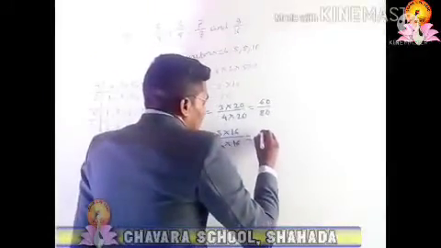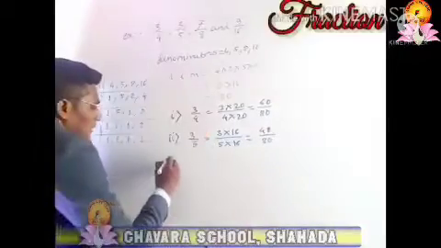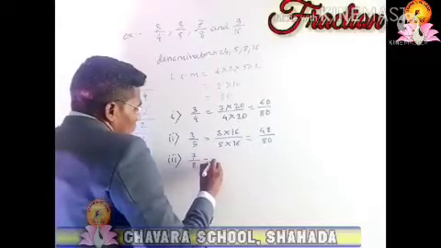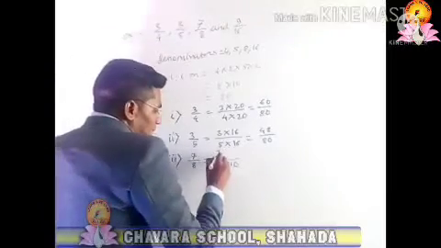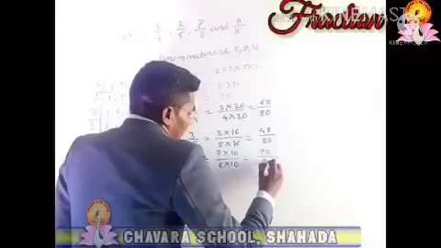So 16 3s are 48 upon 80. Now the next one is 7 by 8. What will we multiply to the 8 to get 80? 8 10s are 80, then by that same number to the numerator. 7 10s are 70, so 70 by 80.